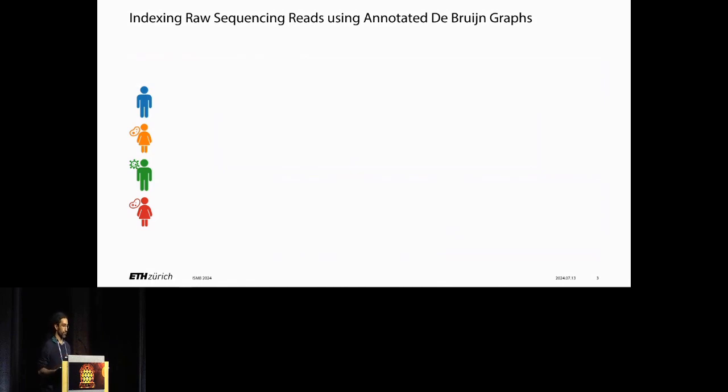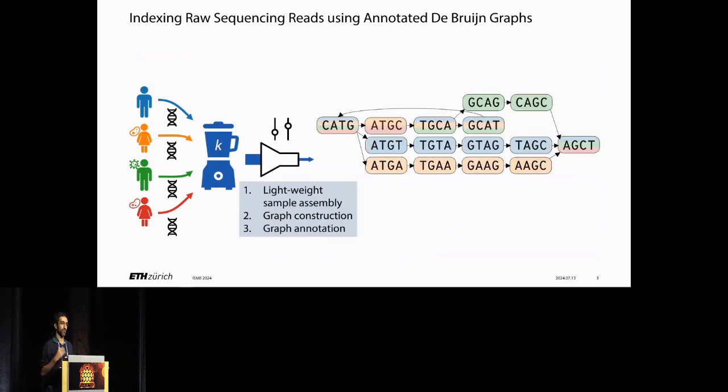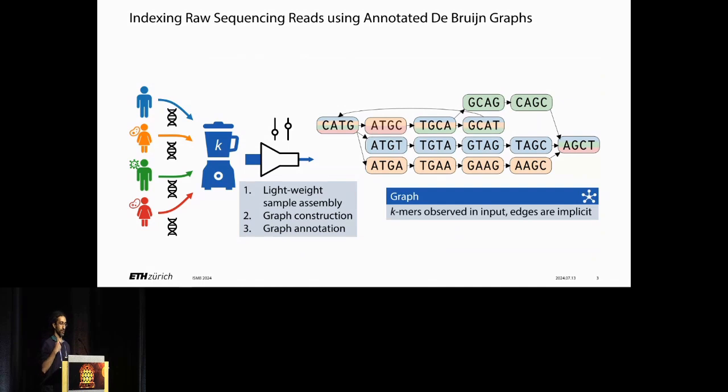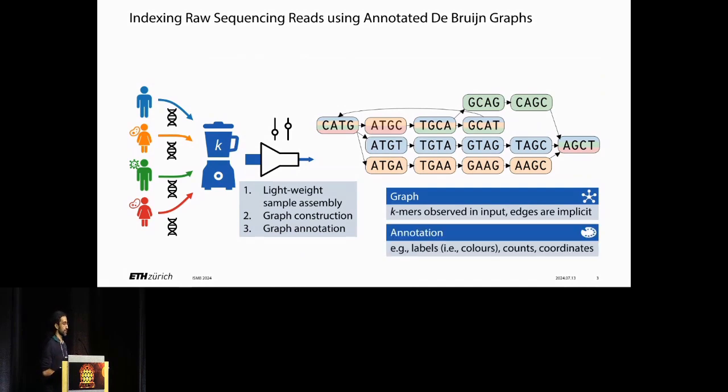So suppose we have these 4 samples, and then we digest them into k-mers, and then after doing some lightweight assembly, graph construction, and graph annotation, we end up with what you see here as an annotated de Bruijn graph, where the graph nodes represent the k-mers that are observed in your input samples, and the edges are implicit. And the annotation is used for representing metadata on top of this graph. So these can include labels, otherwise known as colors, or you can represent k-mer counts, or if you want to have a lossless representation of the input sequences, you can represent coordinates on top of this graph as well.